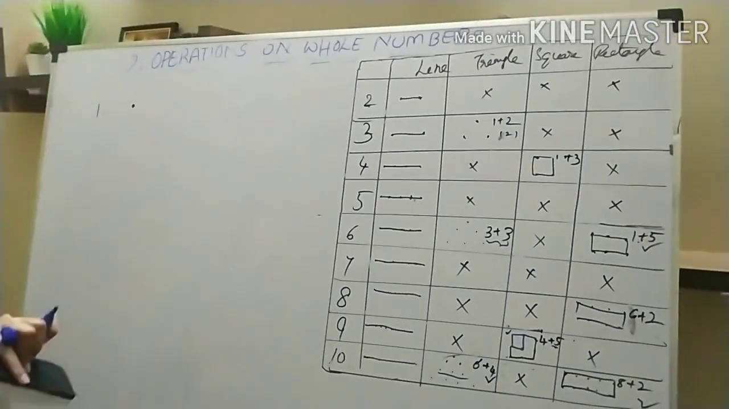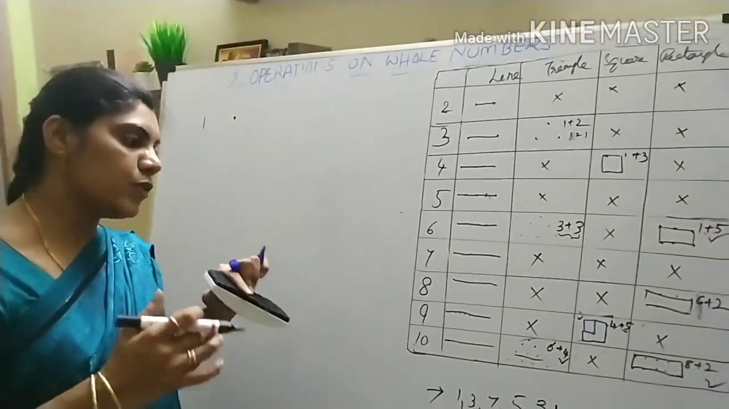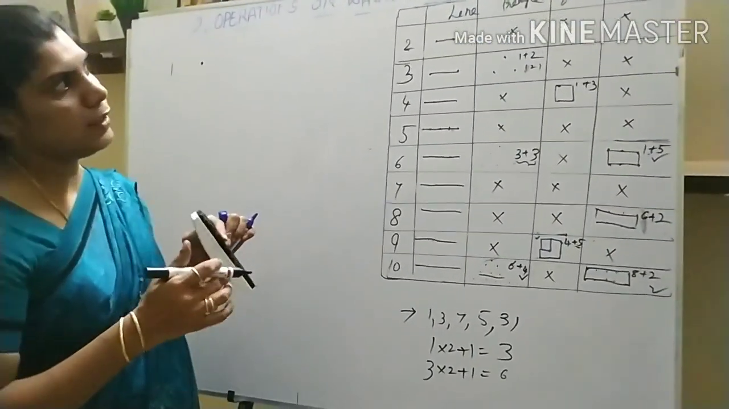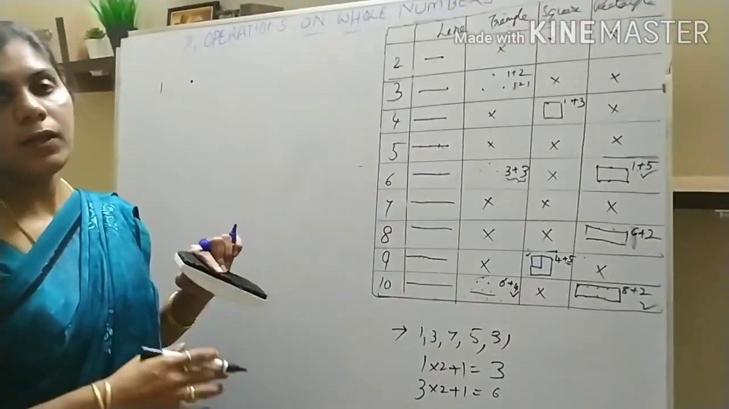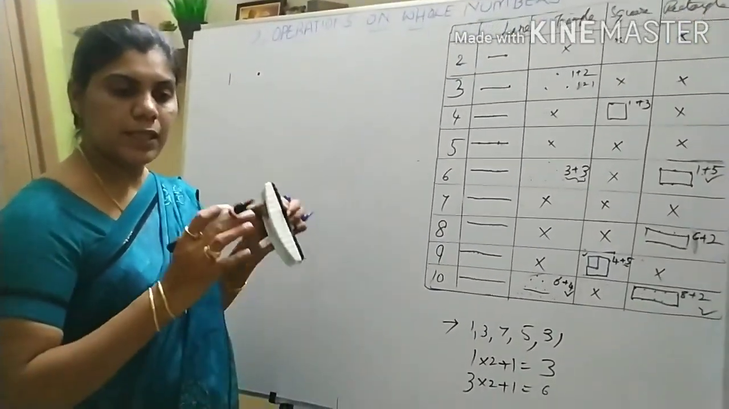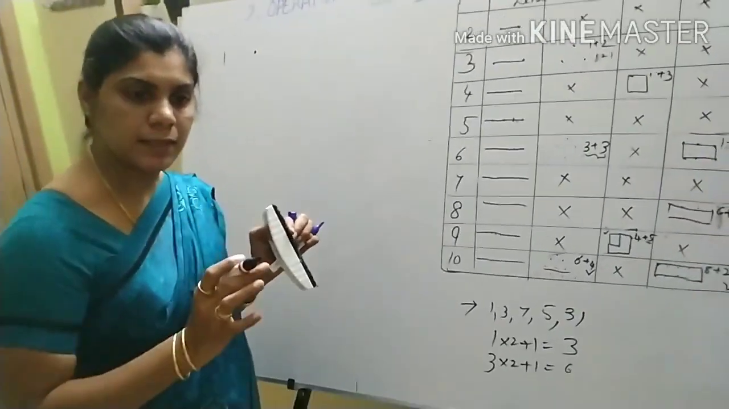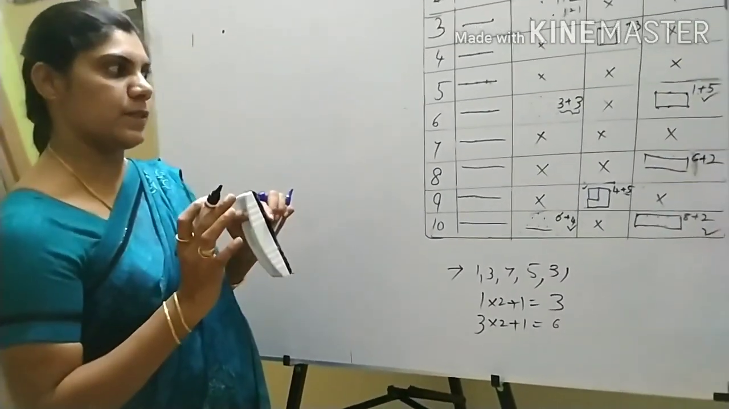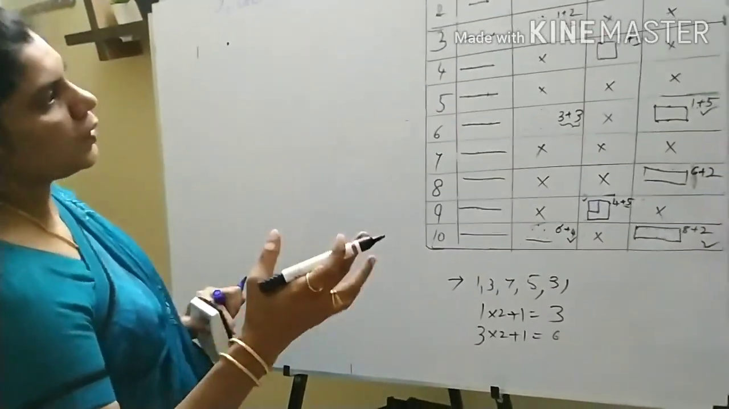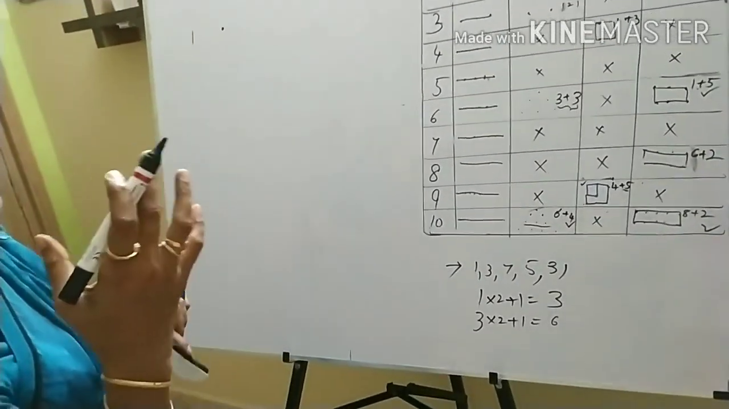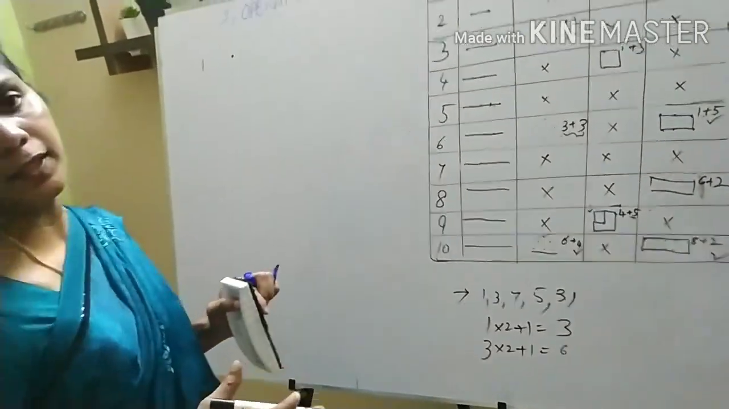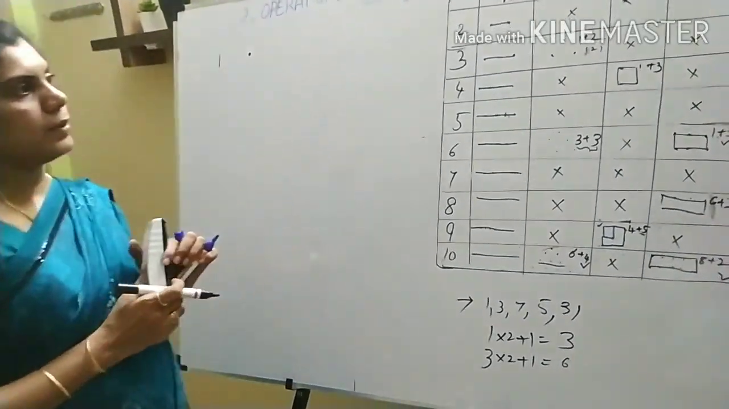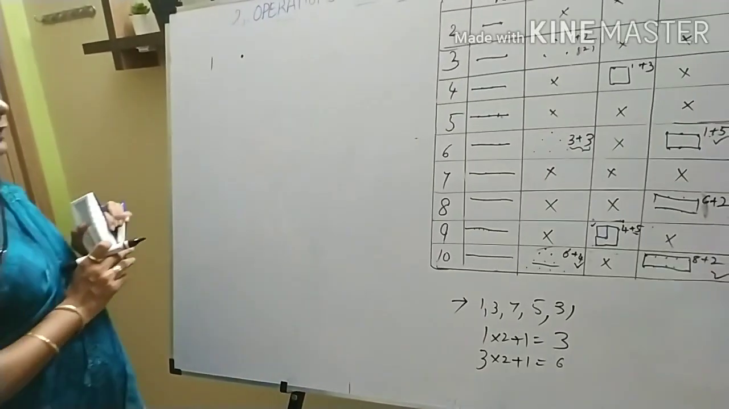Like that, for each and every number, by using dots, we can form either a line, a triangle, a square, or a rectangle. So these 4 shapes only you will get. Okay, you have to use only these 4 shapes. You can't get any other shape. So like that, you have to remember these patterns.